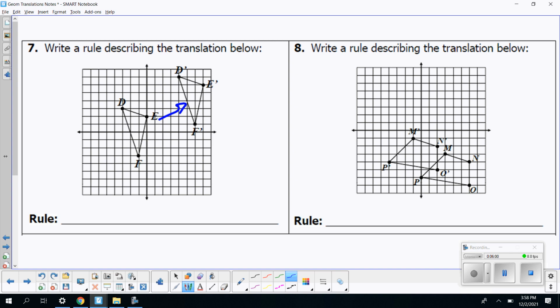So let's look at just one point. Let's take a look at F. So let's see how far to the left or right our F went. Our F moves to the right 1, 2, 3, 4, 5, 6, 7 spots. So that means I'm going to have an X plus 7. It moves up 1, 2, 3, 4 spots. So that means we're going to have a Y plus 4. The way that we write that is (x, y) with an arrow, (x plus 7, y plus 4).